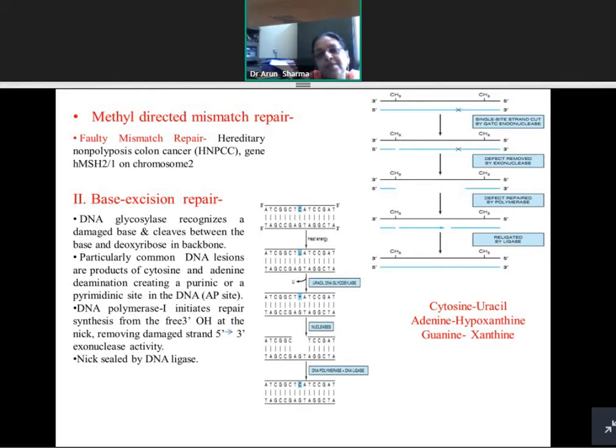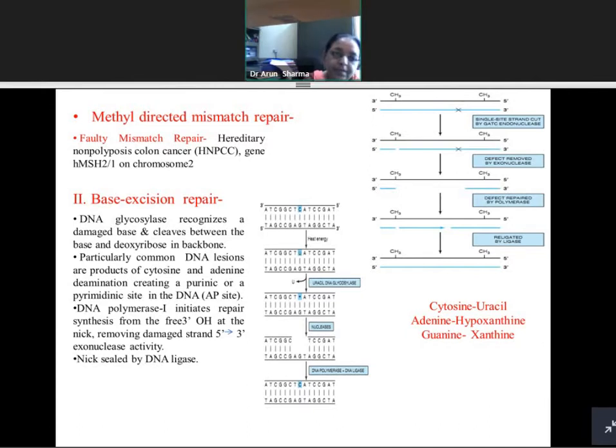Now, supposing there is some problem with this type of mismatch repair, it can result in a specific disease called HNPCC, or hereditary non-polyposis colonic cancer. This is because of a defect in this gene, that is hMSH2/1 on chromosome 2. More of this later on when we talk about the diseases associated with the repair mechanisms.